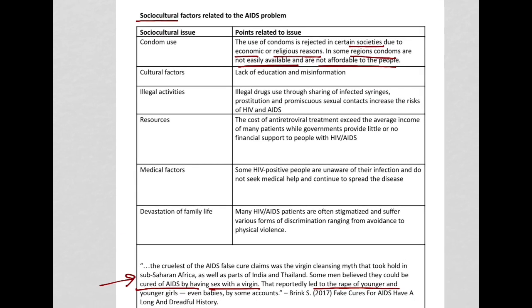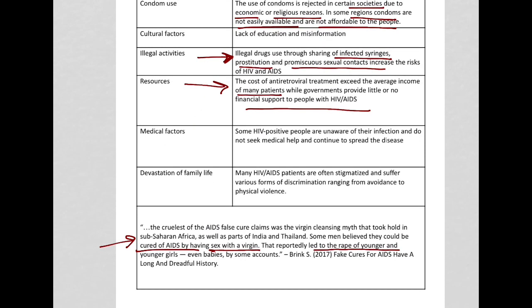There are also illegal activities, illegal drugs that are taken through infected syringes. There's also prostitution and promiscuous sexual contacts. These increase the risk of HIV and AIDS spreading. There is also the cost associated with the treatment. Antiretroviral treatments exceed the average income of many patients, and governments provide little or no financial support to people with HIV or AIDS. There are also medical factors.